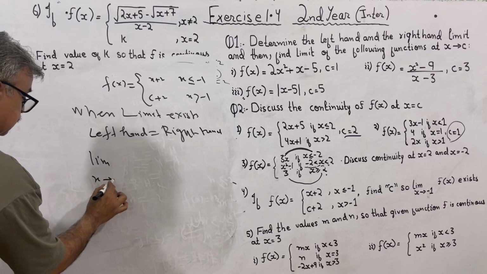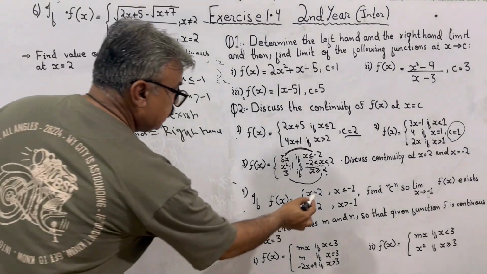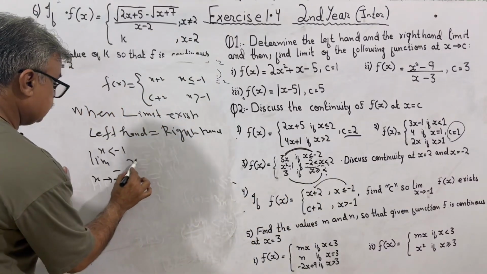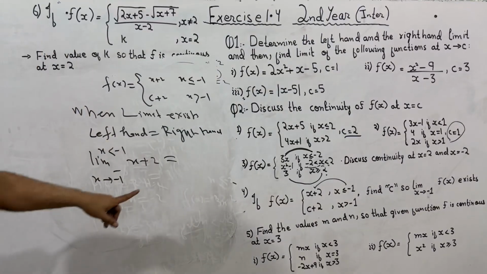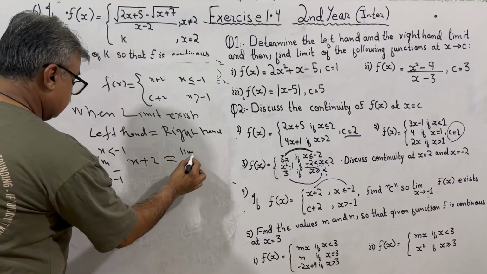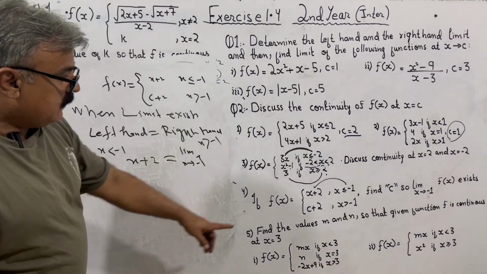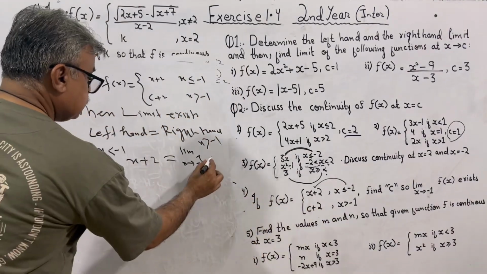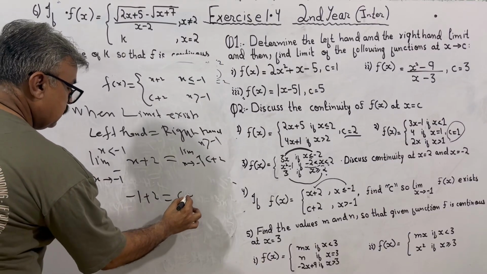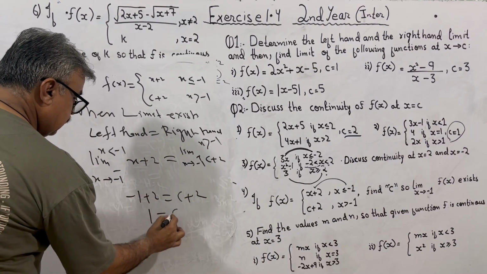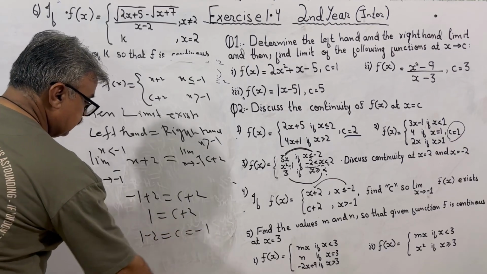Limit as x tends to minus 1 approaching from the left: for x equal to minus 1, we choose this interval, x plus 2. Right hand limit, x tends to negative 1 from the positive side, means x is greater than minus 1. For that interval it is c plus 2. Put the limit here: minus 1 plus 2 is equal to c plus 2. It is 1 equal to c plus 2. Solve for c: 1 minus 2 is equal to c, so c is equal to minus 1.